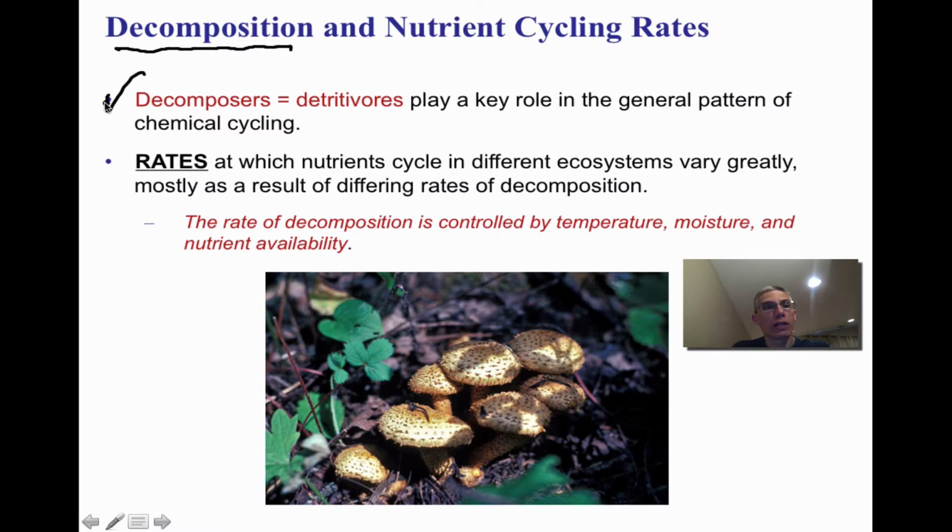So we have to pay attention to the decomposers, and we have to pay attention to also a group called the detritivores. Now, decomposers and detritivores are going to play a very key role in the general pattern of chemical cycling. So the rates at which nutrients are going to cycle in different ecosystems is going to vary really greatly depending on the ecosystem that you're looking at. And it varies mostly as a result of the differing rates of decomposition within that ecosystem. And that decomposition is going to be controlled by temperature, moisture, and the availability of nutrients within the ecosystem.